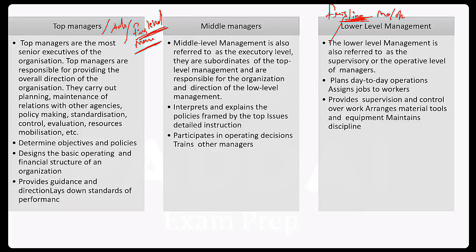When we do questions related to these levels of management, sometimes first level management is used for lower level, but it depends upon how the question is framed and how the options are asked. I will let you know how to analyze the questions when we solve MCQs. Top managers are the most senior executives, responsible for making policies, procedures, strategies, standardization, controlling, evaluation, and allocation of resources. They hold positions like CEO, COO, VP, and so on.